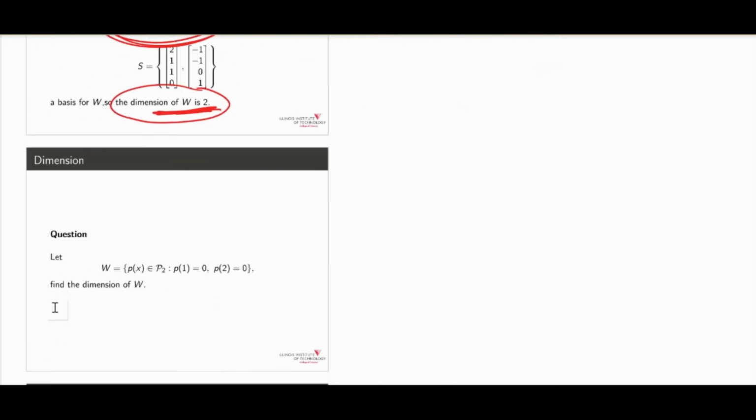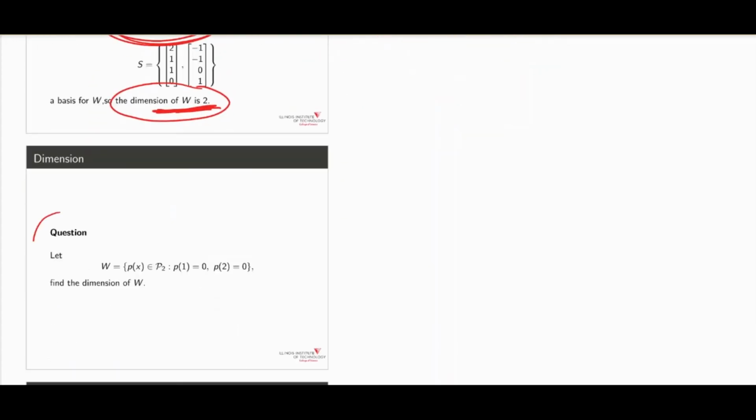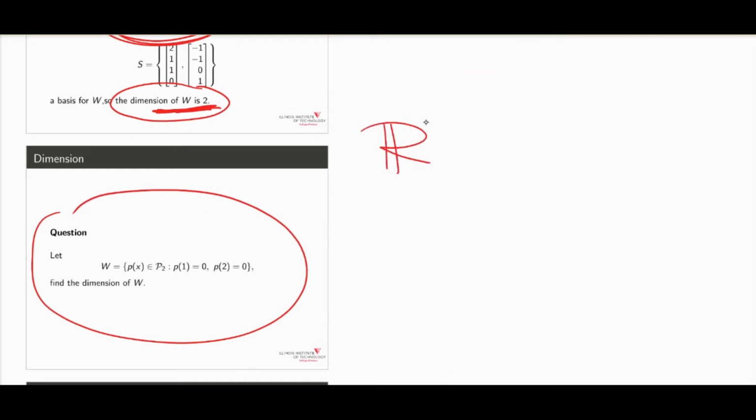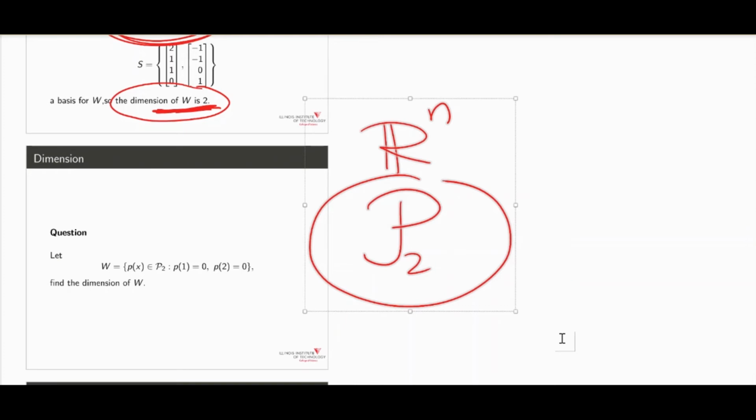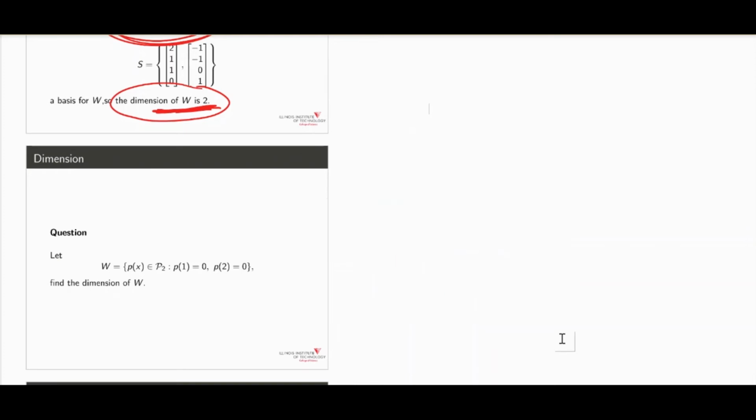Okay, all right. So now let's switch the concentrations away from Rn. So we are no longer in Rn. In fact, now we are in the vector space P2. That's the polynomials of degree at most 2. You have a subspace of it. You can verify this is actually a subspace. We're not doing that, but if you have time and you want to practice a little bit more, you can also verify that W is actually a subspace of P2.